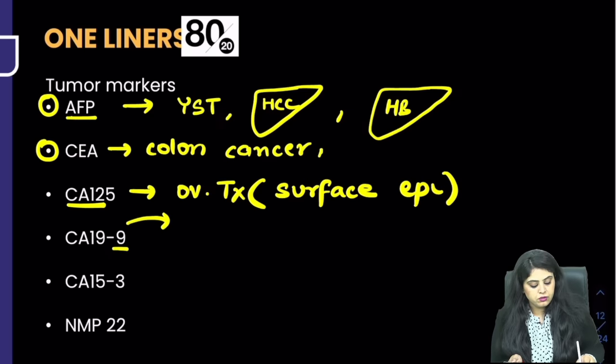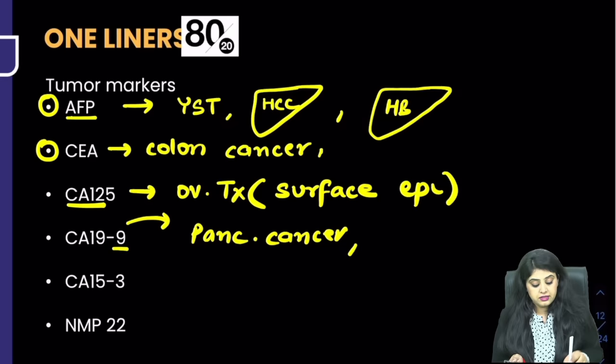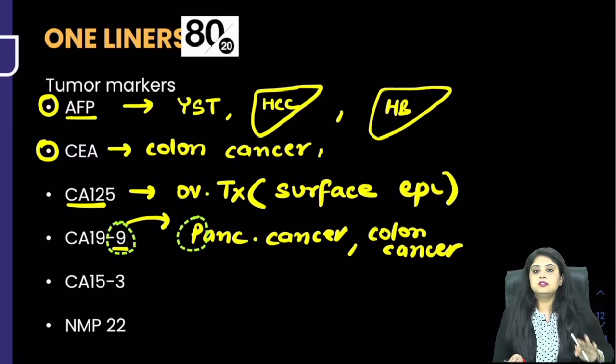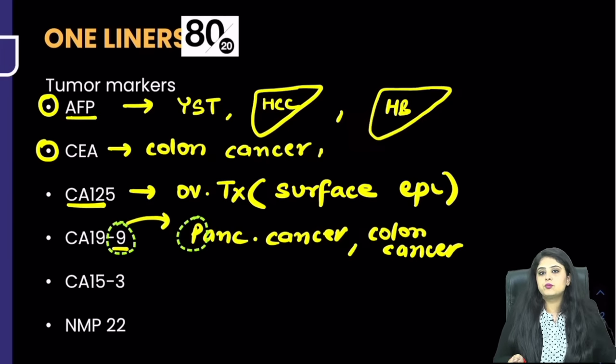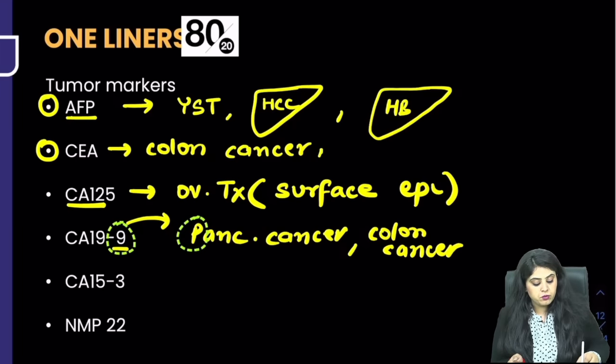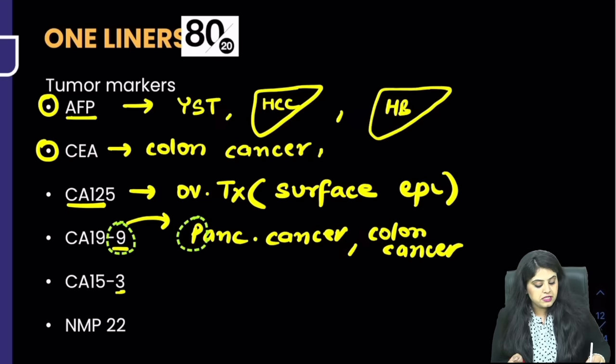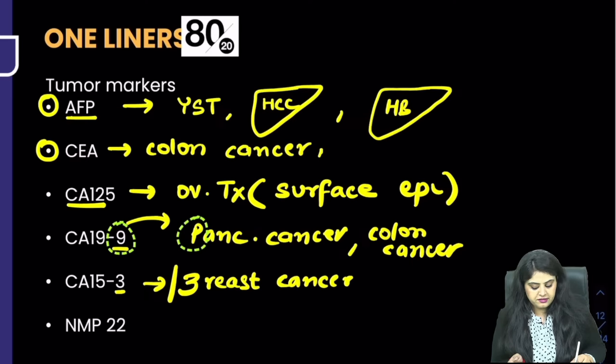CA19-9, you flip the 9, pancreatic cancer. But anything else other than pancreatic cancer? Even colon cancer can show you CA19-9, but if you have to select the one best answer, flip the 9 to P, this will be your best answer. This is a previous year question also. But in INI, they are giving you those multiple options questions also. Now you can pick up multiple options. So over there, if you have both of these mentioned for CA19-9, watch out for that. CA15-3, 3 looks like a B, so you are now going to select breast cancer as the answer. Very good.